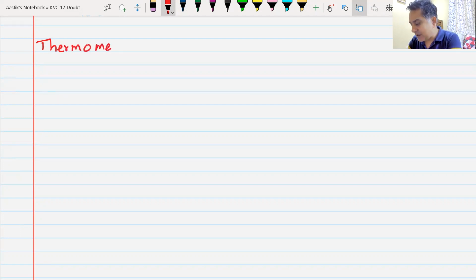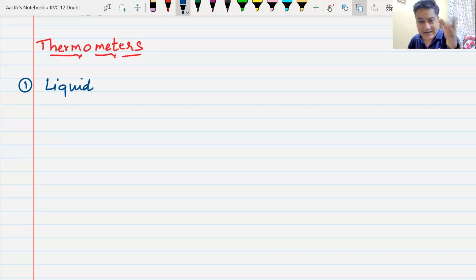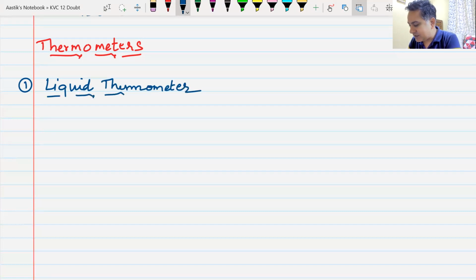Now, number 1 is the liquid thermometer, and we can devise a formula for it. In a liquid thermometer, there is a liquid filled in a capillary. Doctors used to use a mercury thermometer. Now in this mercury thermometer, you shall have mercury moving up and down depending on the temperature.